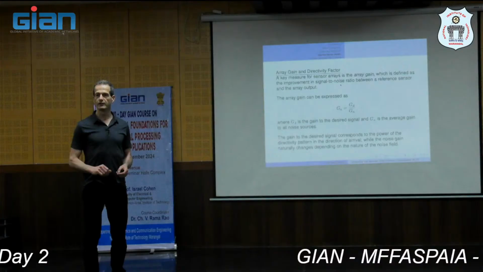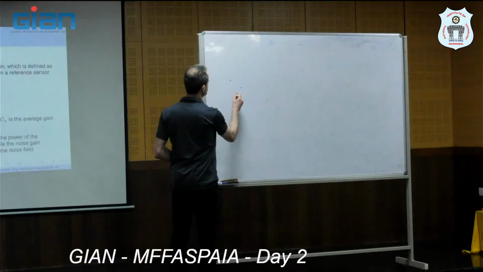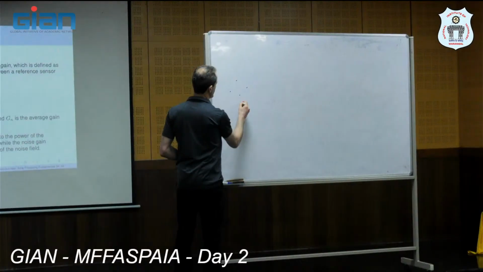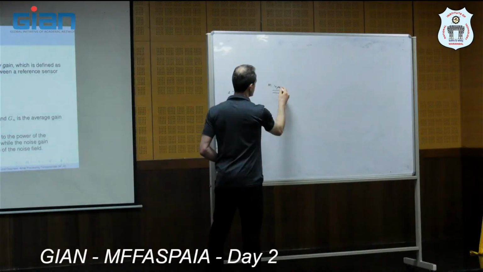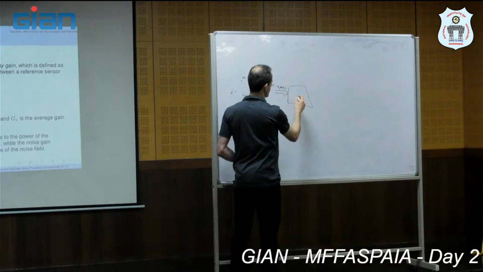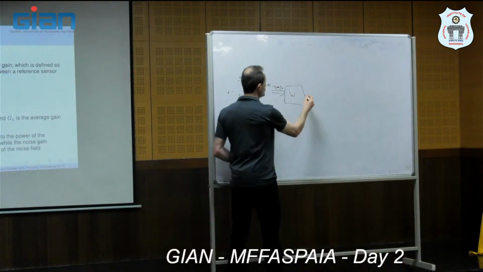Multiple sensors anywhere in space. We can call any one of the sensors number 1, and then count them 2, 3, and so on until we have M sensors. So usually we have M inputs. We multiply each sensor signal with some weight, let's call it W, and then we have the beamformer output.